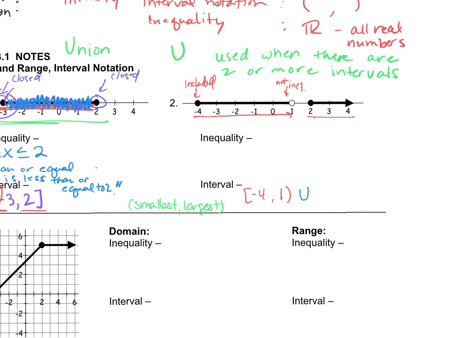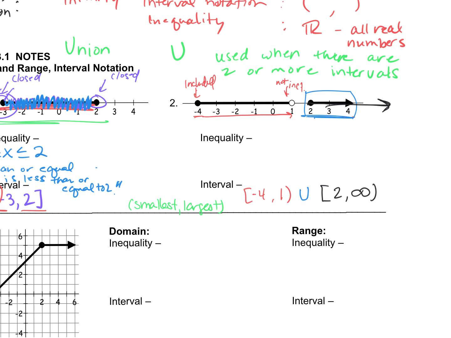So we start here. What's the smallest number in this section right here? Smallest number is 2. So it's included because it's got a closed circle. So I'm going to have a bracket. Now this is going on forever and ever in this direction. That means going on forever and ever to positive infinity.